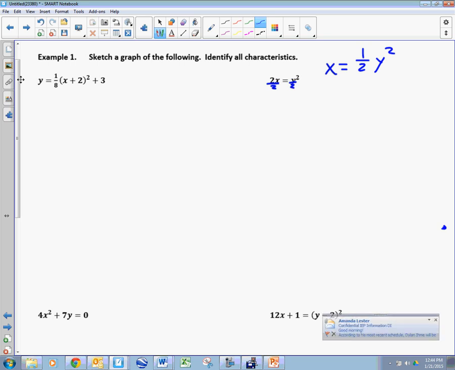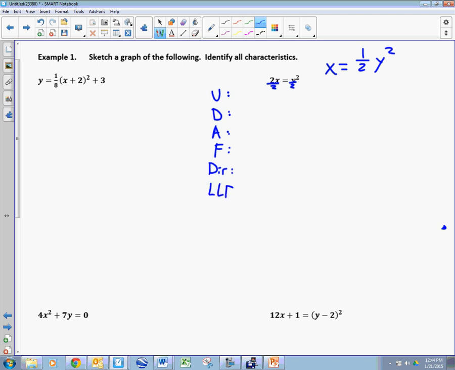x equals 1/2 y squared. So what I'm going to do now is list all the important characteristics: the vertex, the direction, the axis of symmetry, the focus, the directrix, and the length of the latus rectum. Thank you. So we'll sketch the graph.